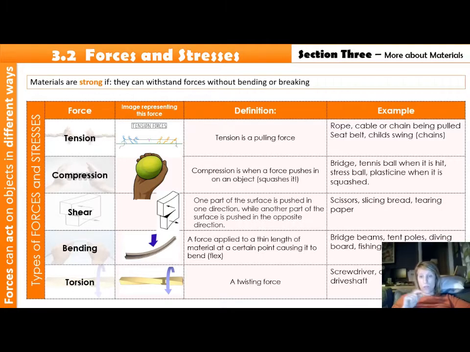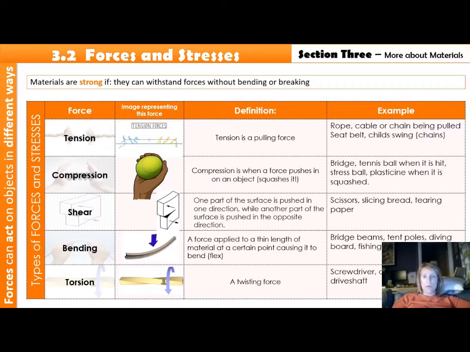Any of you that have watched Squid Game lately will know the tug of war game is a really good example of tensile forces or tension because it's a pulling force. This can quite often act on something like a rope or a cable or a chain being pulled, sometimes in opposite directions, or sometimes just from a fixed point. It could be, for example, a seat belt as it's pulled across you, or if you're in an accident, the force acting upon it would be a tensile force. It could be a child's swing, so the chain would be under tension. So tension is all about a pulling force.